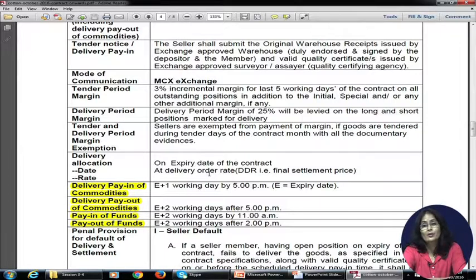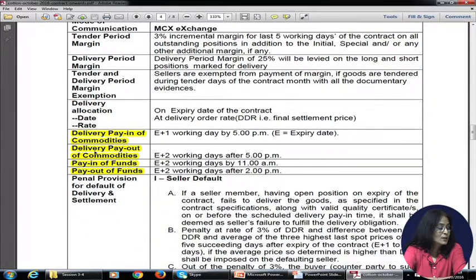So 400 into 25, whatever that amount comes to, that will be 10,000 bales of cotton delivered through the exchange platform. So how does the delivery happen? Delivery pay in, delivery pay out. E plus 1 working day by 5 p.m. So E stands for expiry.